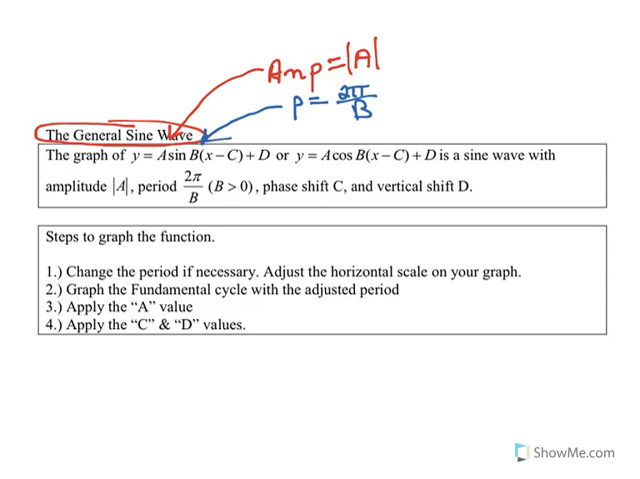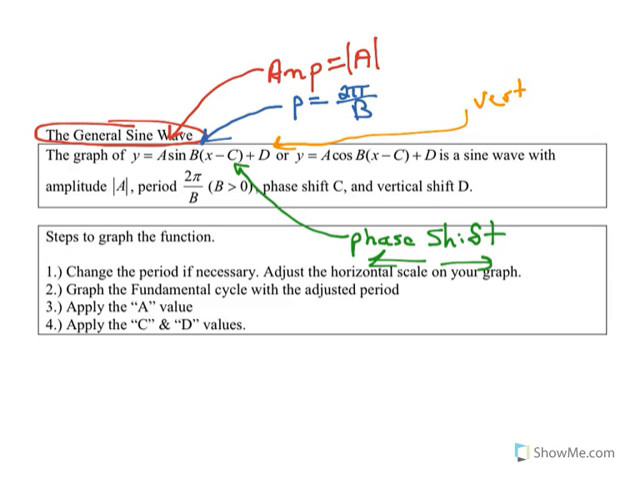Your c value is going to be your phase shift. And remember, phase shift is going left or right. And your d value is your vertical shift. So your vertical shift is your D value, and that's going to be shifting the graph up or down.